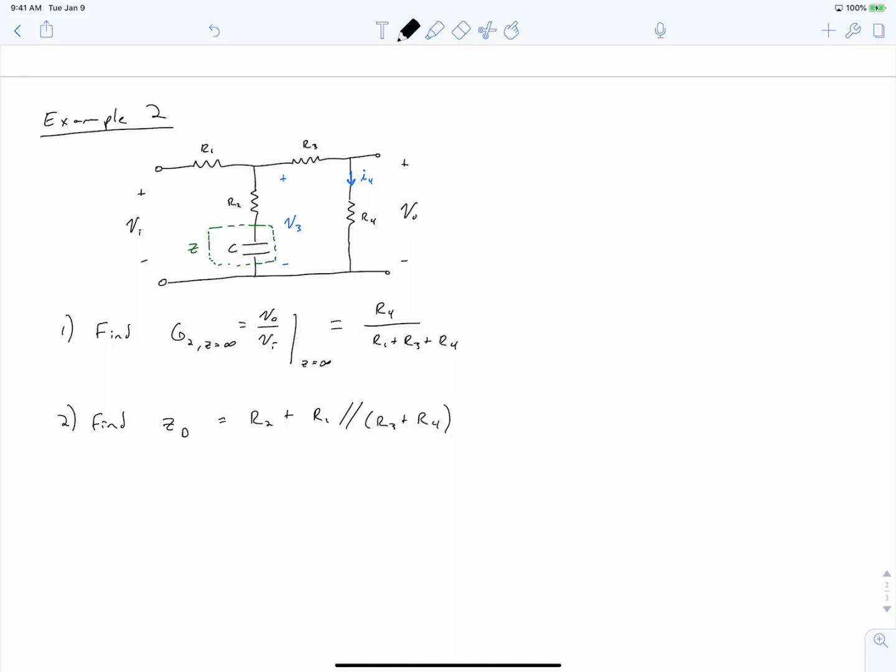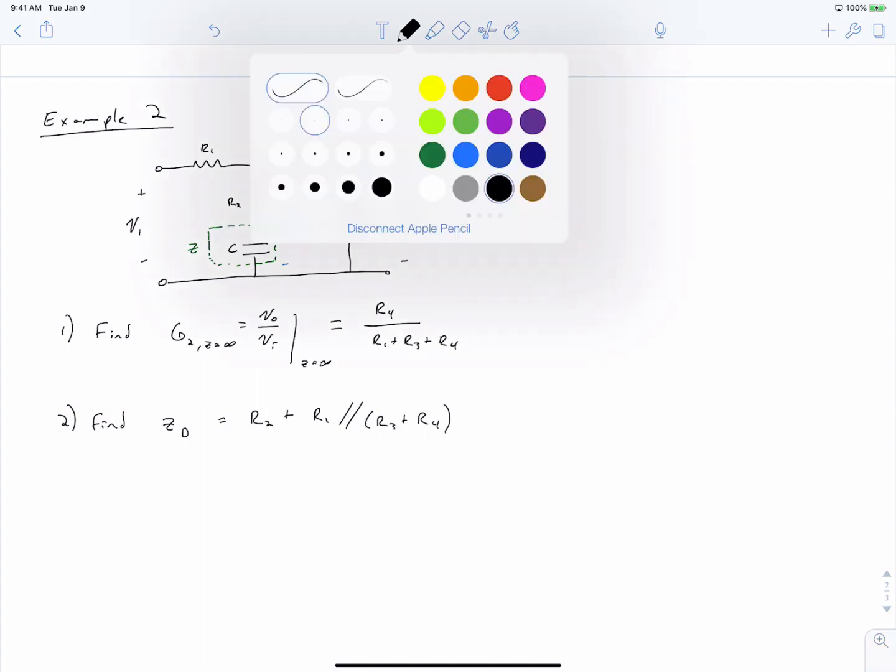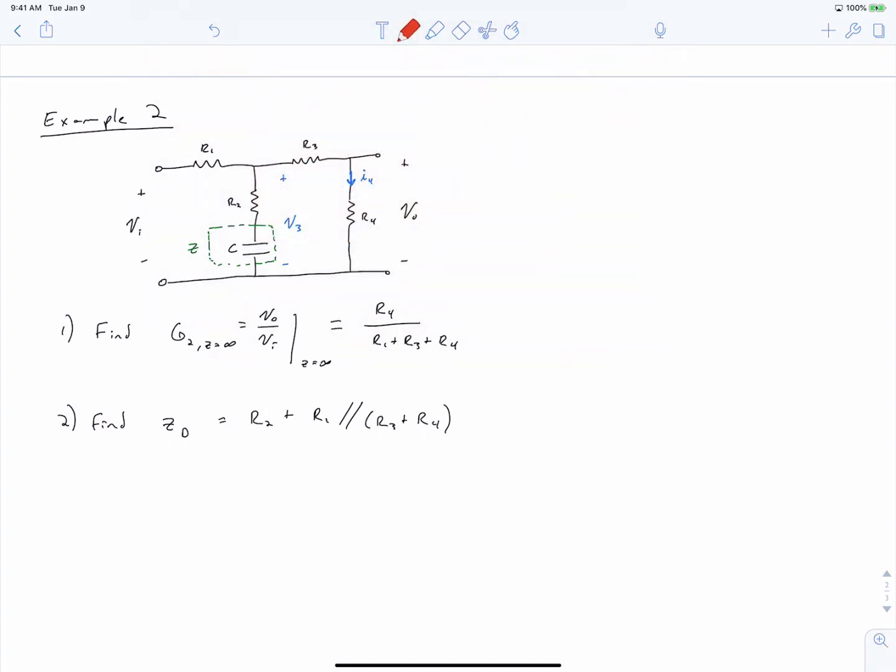You should have found the following impedance for the circuit. And you should have done this by realizing that the driving point impedance implies that you have a short across the input voltage. At this point, as seen from the terminals of the capacitor, the impedance is R2 plus the parallel combination of R1 in parallel with R3 plus R4.